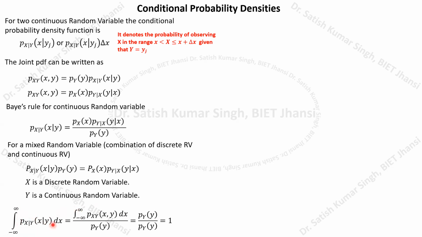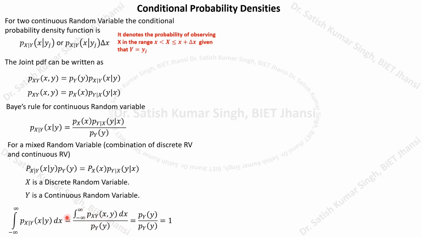This particular conditional probability p(x given y) can be written by using the Bayes rule. We have already defined this conditional probability: p(x given y) equals the joint probability p(x,y) divided by p(y). Because p(y) does not depend on x, it will be treated as a constant and cannot be integrated, so it will be outside the integration. Here this integration will go from minus infinity to infinity.